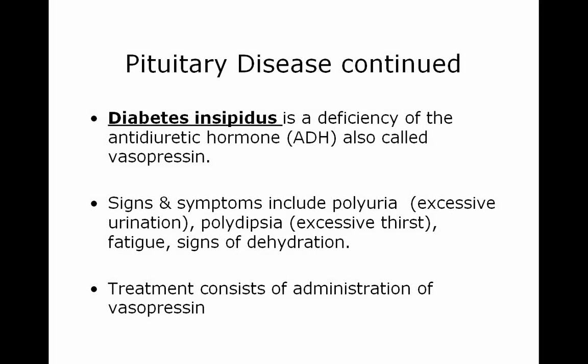Okay, if you think about what the hormone does, antidiuretic, it helps you keep water in your body. So if you have a deficiency of the antidiuretic hormone, you're going to have excessive urination, polyuria. And because you're losing so much water going to the bathroom so often, you should also have polydipsia, which is excessive thirst. Eventually, you'll start having signs of dehydration because of the loss of fluid, fatigue. Treatment is going to be with vasopressin, with a replacement of the hormone here, the antidiuretic hormone.